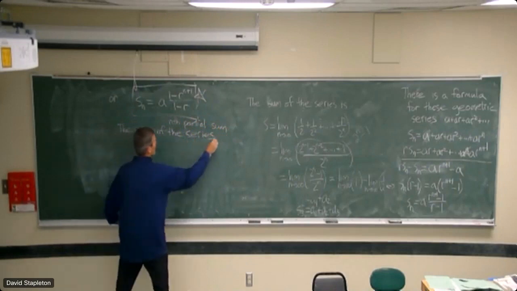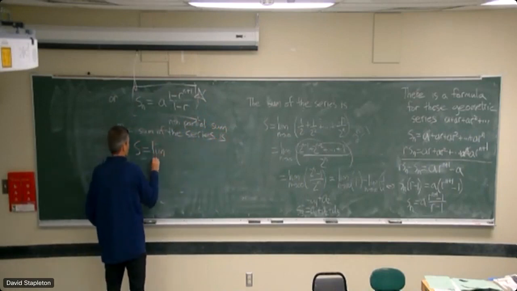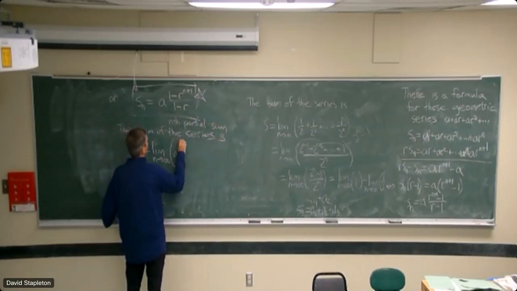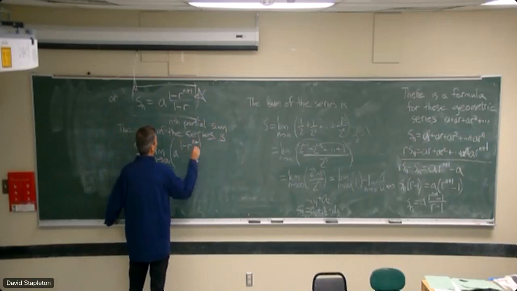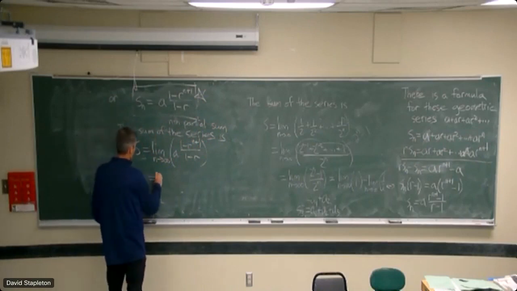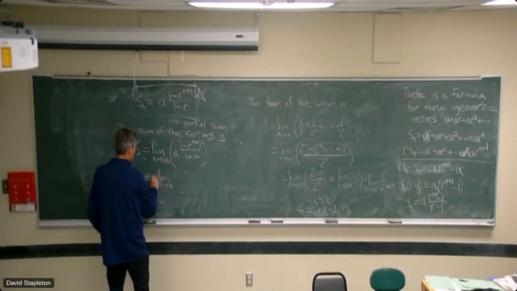The sum of the series is then S equals the limit as n goes to infinity of the nth partial sum, A times (1 minus R to the n plus 1) over (1 minus R). Okay. And what's that limit? You can do it much like we did in the last example. This is the limit as n goes to infinity of, we can pull A out, it's just a constant.